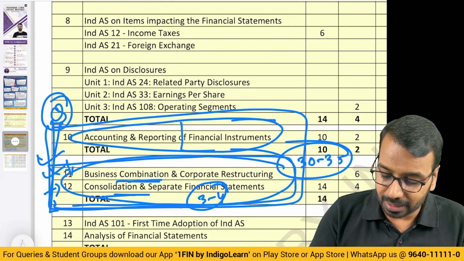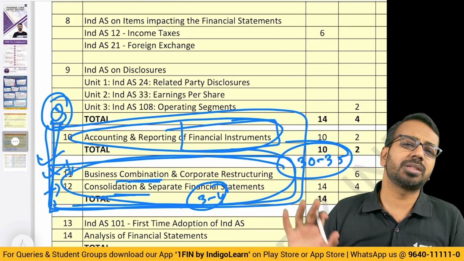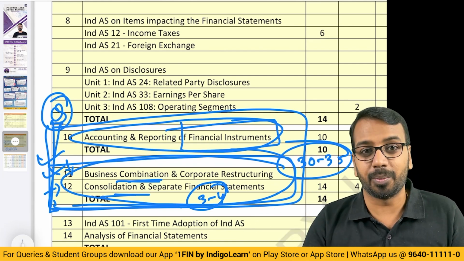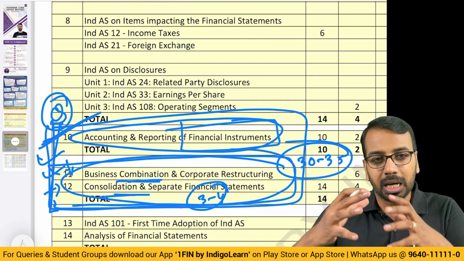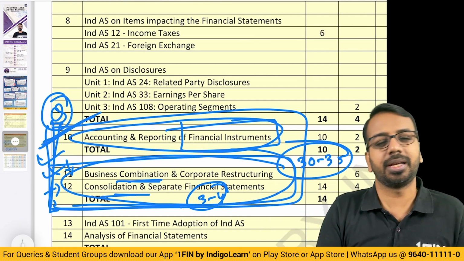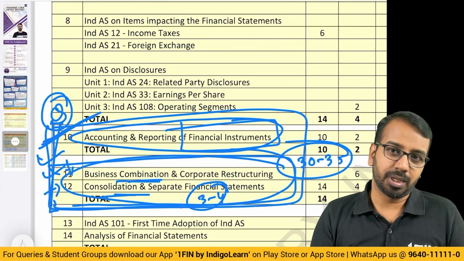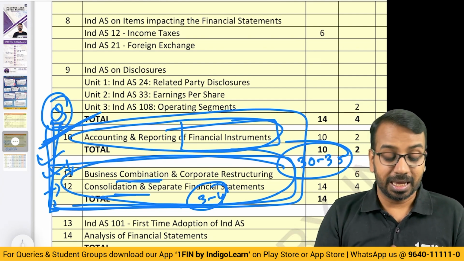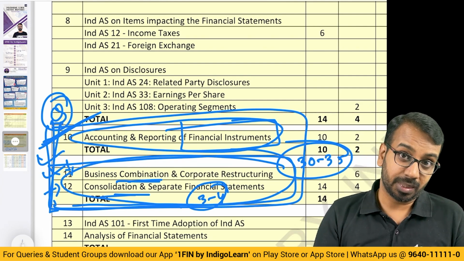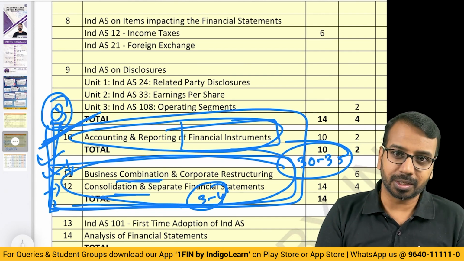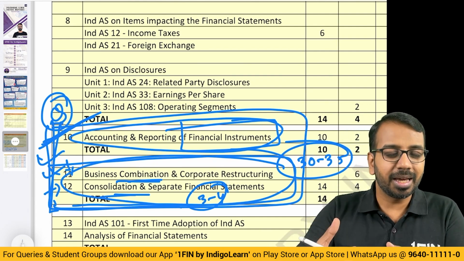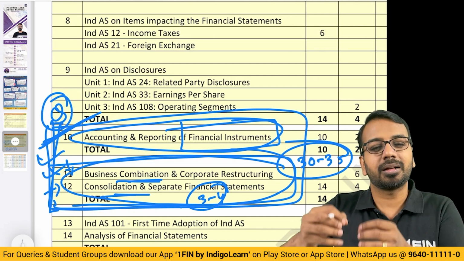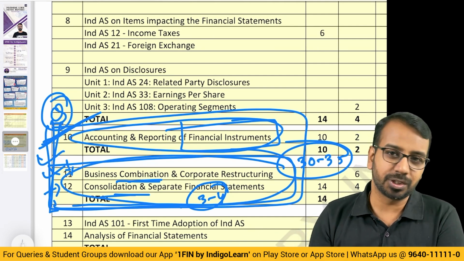Same thing with financial instruments. Way too many concepts, way too many definitions to remember. But first, if you are comfortable with the questions, a large part of that will be taken care of. For example, can you do the amortized cost method? Can you do compound financial instruments? Can you do basic derivative accounting? Can you do accounting for modification? If you are able to do these smaller parts, then theory is something you can leave for the later part of your revision as well.